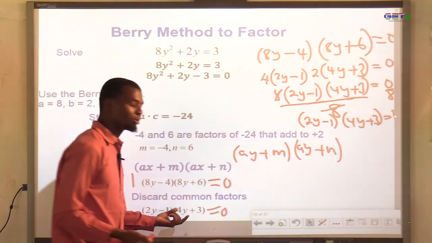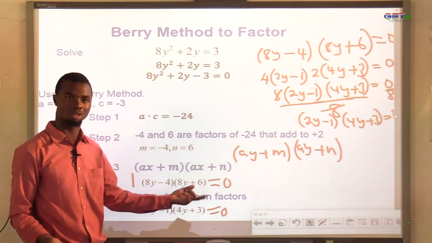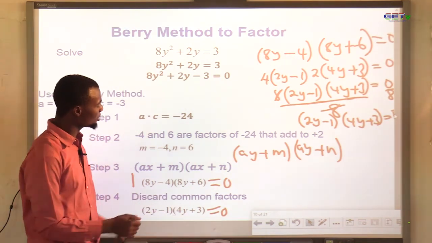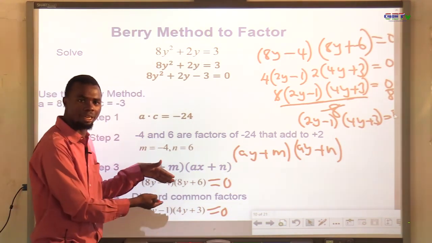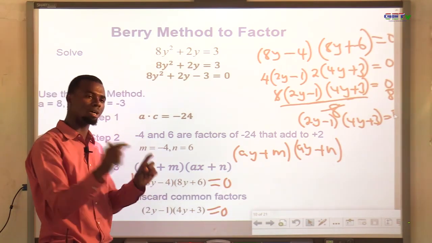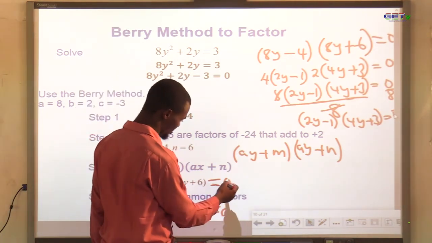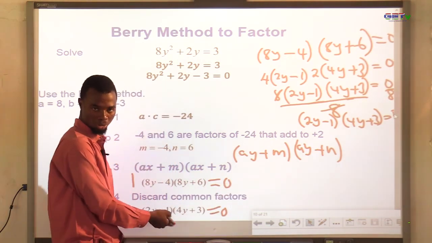This is what happens in step 4. That is why you are asked to discard the common factor. Now, from here, you can even end the solution of the equation. If you equate this to 0, apply the 0 product property. So you do that. That is, if you equate this to 0, or you equate here also the same way.